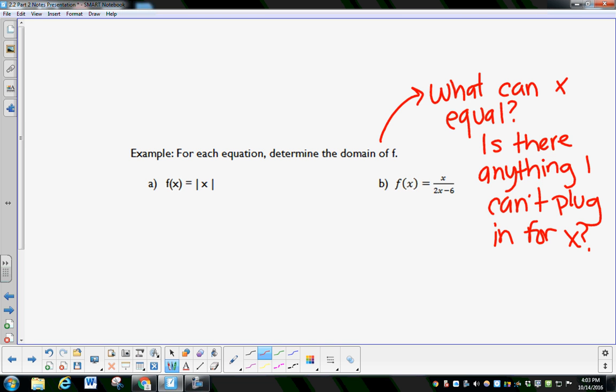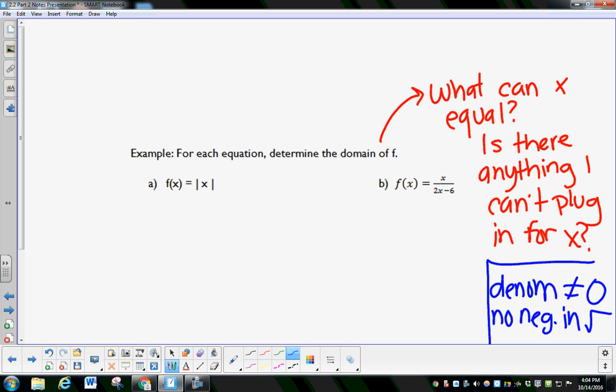And if you remember when we talked about this in our last section, there were two things that we talked about. I'll write this over to the side. The denominator of a fraction cannot equal 0, and you can't have a negative in a square root. So denominators cannot equal 0, no negatives in square roots. Those are the two main things.